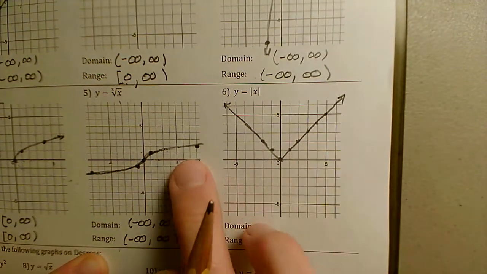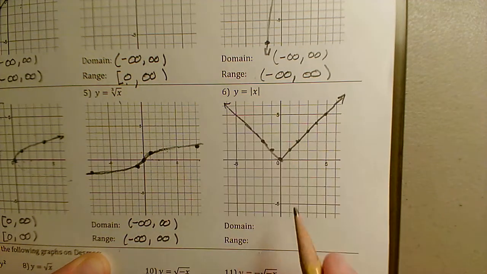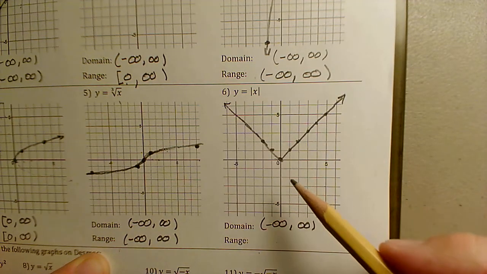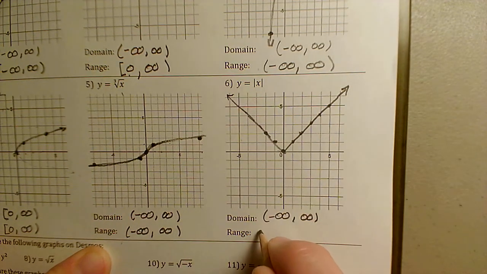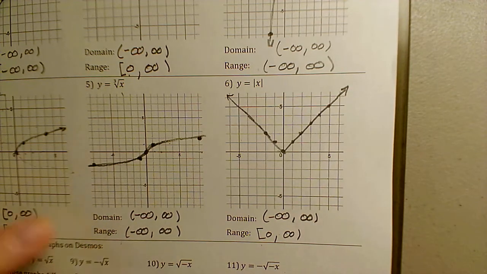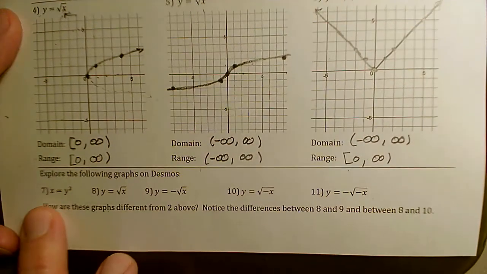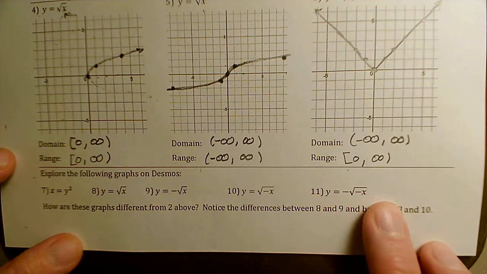All right. And then here, x can be any value. You can put in any value you want, all real numbers for the domain. The y, well, you can see here for this particular absolute value, the lowest value you get is 0 and then to infinity. Okay. All right. So 7, 8, 9, 10, and 11.